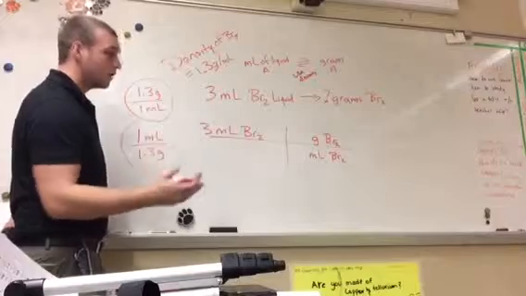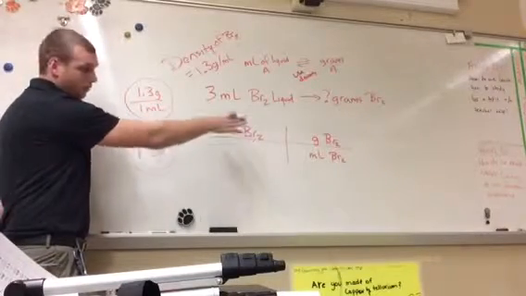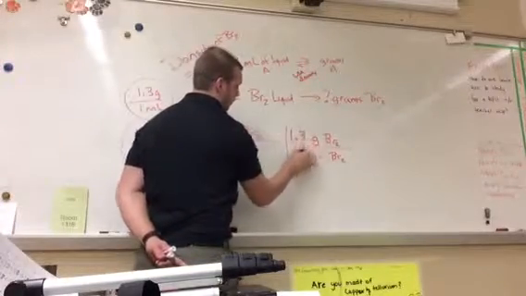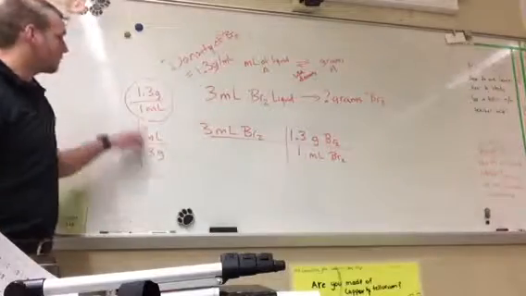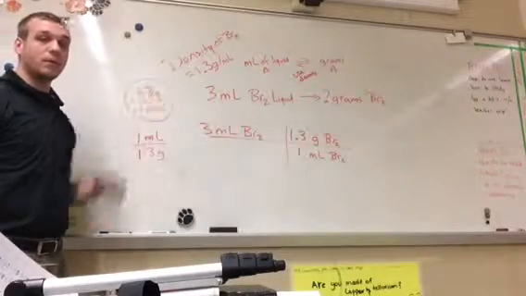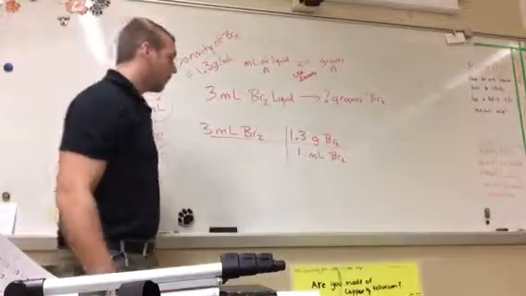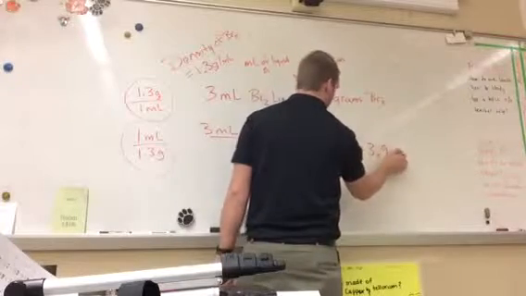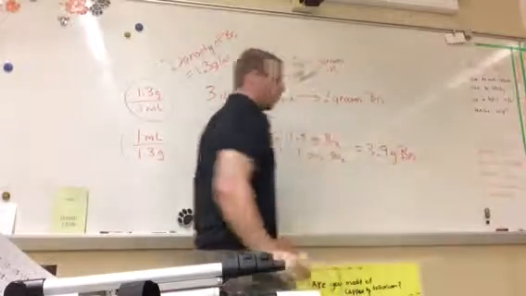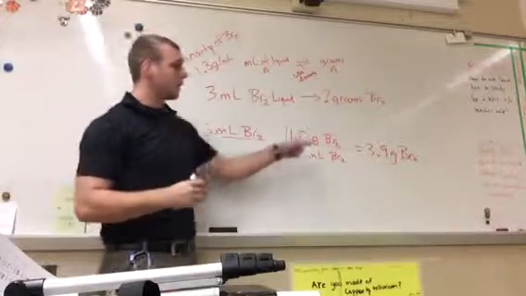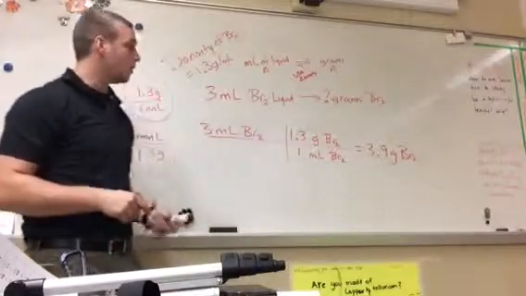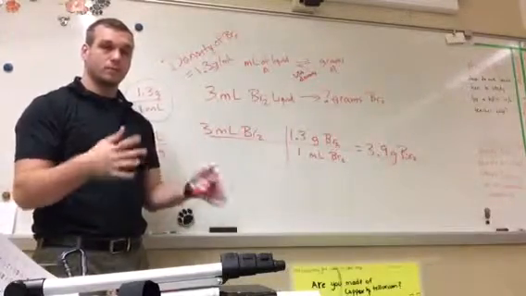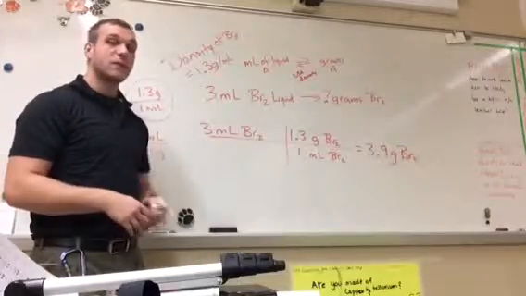Okay? So, let's change. This one looks like that. You notice grams on top, milliliters on bottom. So 1.3 grams, 1 milliliter. Once again, this is just coming from the density that we were given in the problem. We multiply 3 times 1.3, which is obviously 3.9 grams of Br2. Okay, whatever is on the top right are my final units. So anytime you go milliliters of a liquid to grams of the same substance, A to A, this is how you'll do it. Okay?